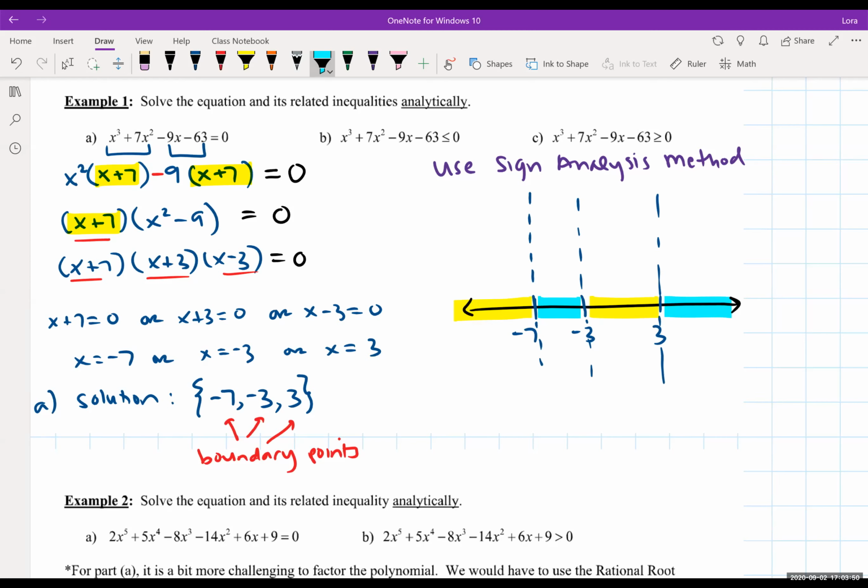The idea between part B and part C is to understand what regions do we pick that satisfy the inequality. So I'm going to erase the highlighting because sometimes that causes some issues.